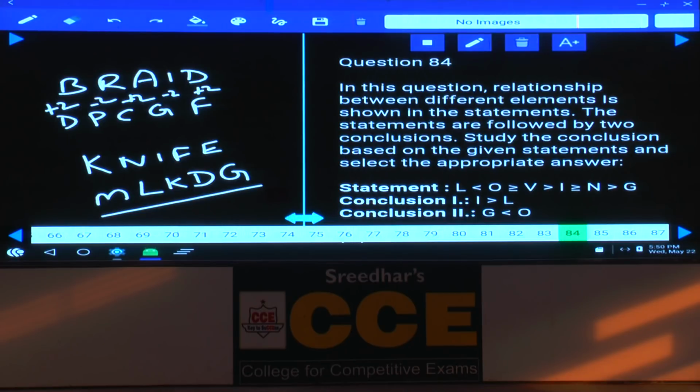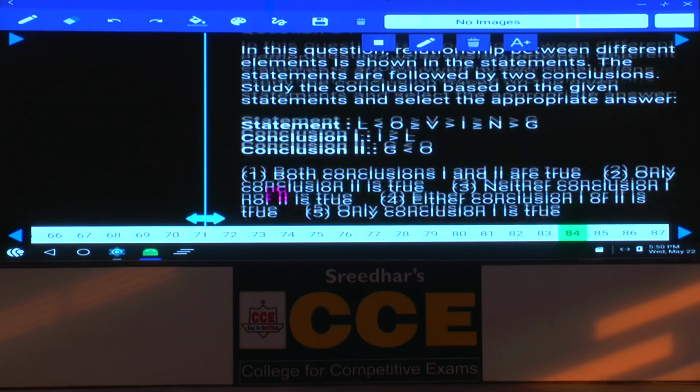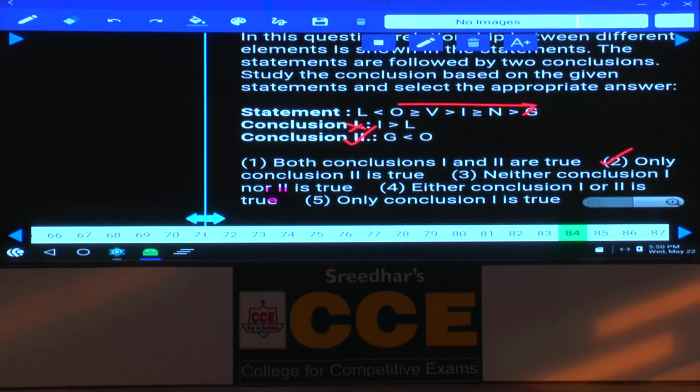Then question number 84 onwards, 84 to 88, these are based on coded inequalities. Then the relation between I and L. Between L and I there are 2 opposite symbols, hence no relation between these 2. And second one G and O. Now between O and G, which symbol is common here? Greater than is common. O greater than G is true. G lesser than O is also true. And so only 2 follows. Only 2, that is choice 2.